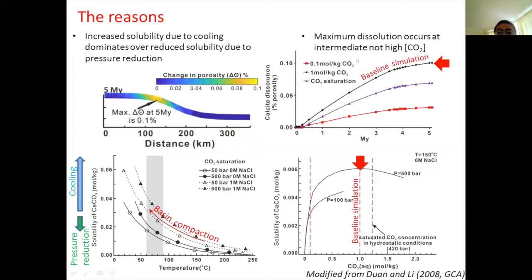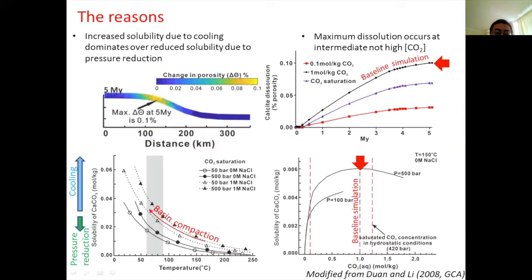We also can see how the calcite dissolution is influenced by the CO2 concentration. The maximum dissolution occurs at an intermediate CO2 concentration, not a higher or lower one. This is also consistent with theoretical research from Dwyer and Lee, which shows that the maximum dissolution occurs at a CO2 concentration less than saturation.